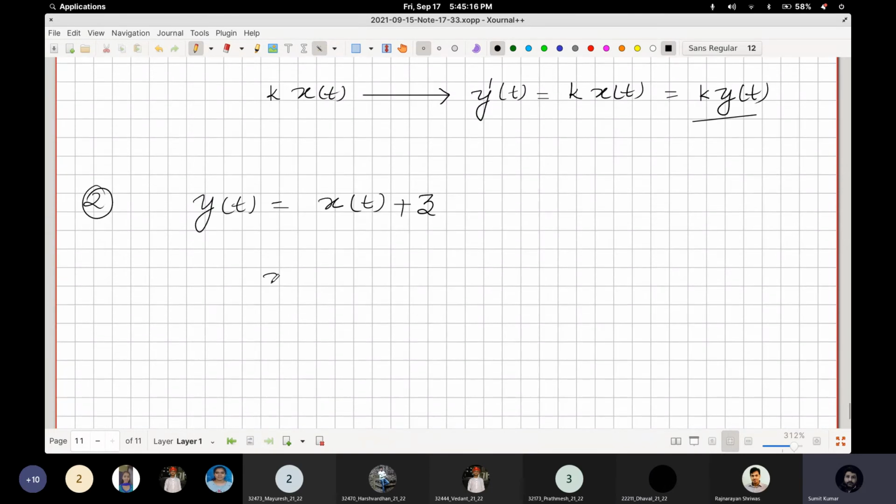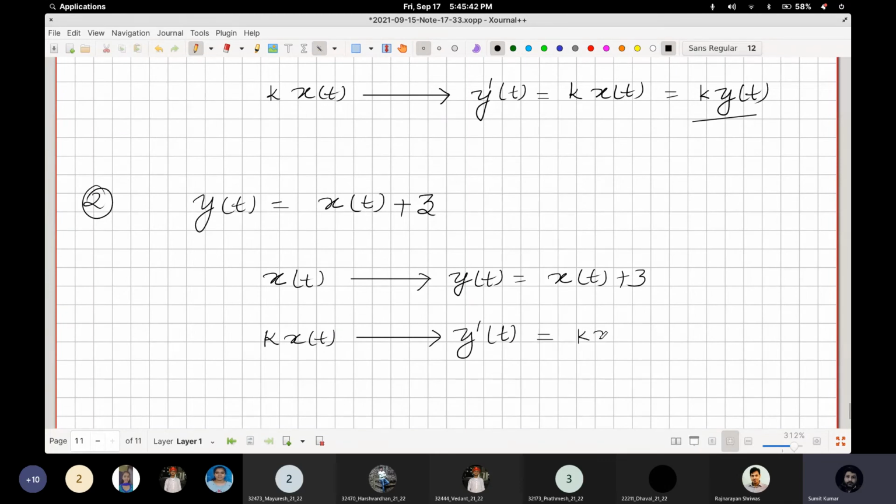Let's just check that again. You are giving xt as input. What will be the output that you will be getting? Yt. And what is yt equal to? Input plus 3, so xt plus 3. If you give input as kxt, what is going to be the output? Let me assume that is equal to y dash t. Then what will you get?